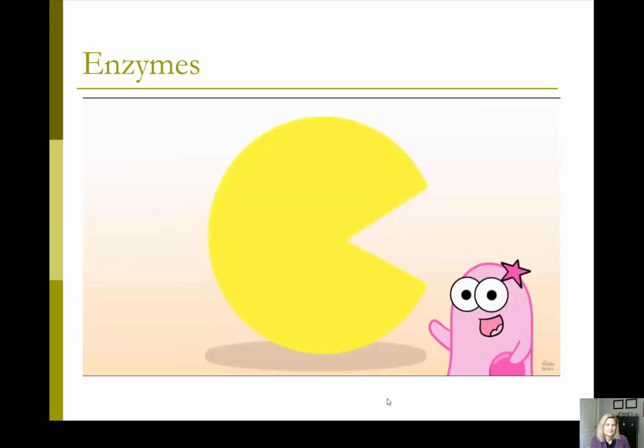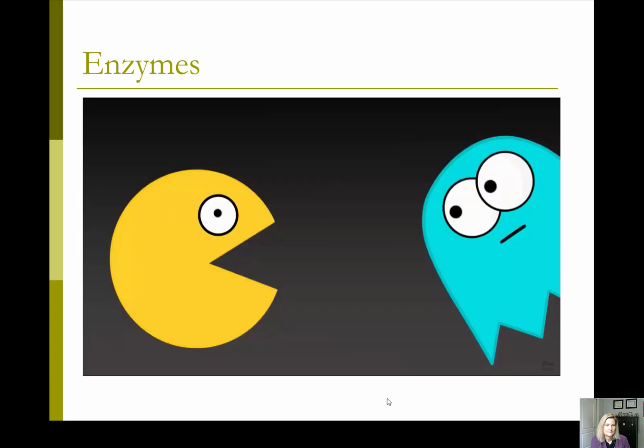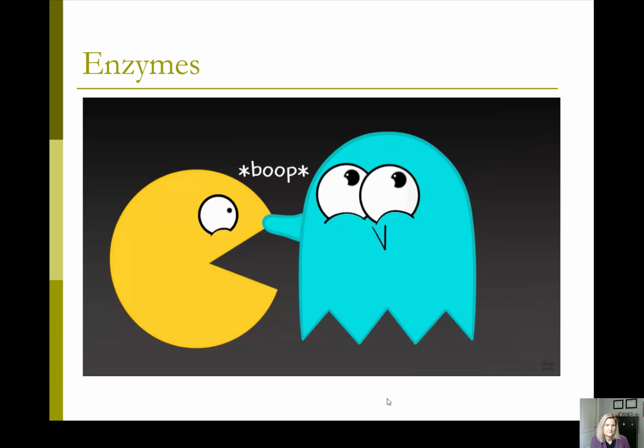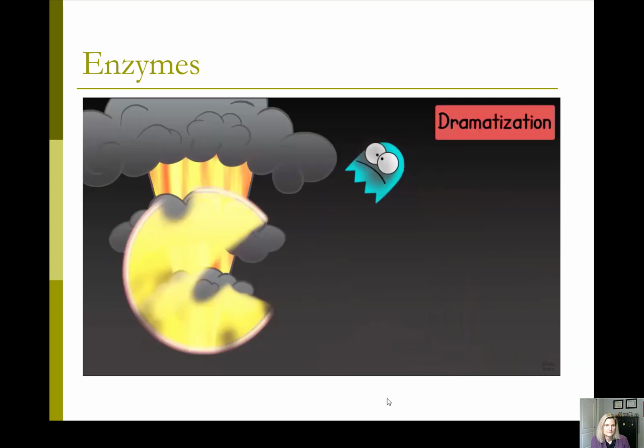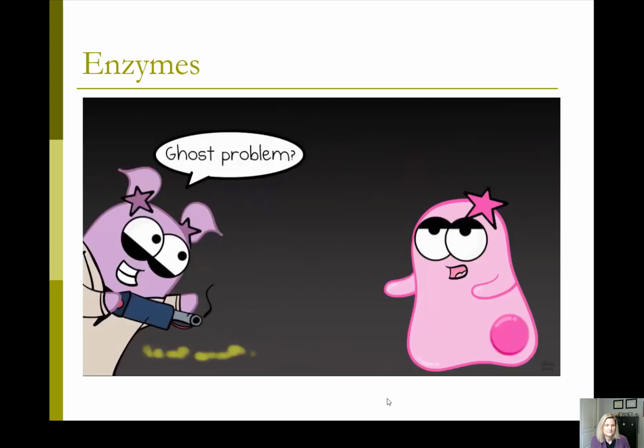Now, you didn't forget our Pac-Man analogy yet, right? In the game Pac-Man, there are these ghosts. And when they touch the Pac-Man, it makes this sound. It's like... And the Pac-Man shape gets all distorted in the process. So what does this have to do with enzymes? No, there aren't ghosts around.